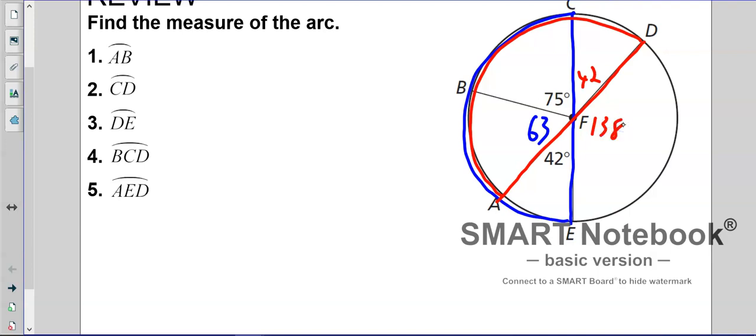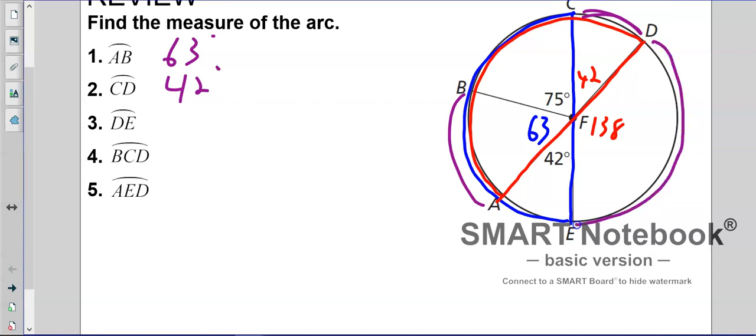So before I try to answer any questions, I just wanted to fill in all my pie pieces. Now, let's see what we have. We're looking for AB. Well, AB is right here. That's just 63 degrees. CD, right there, 42 degrees. These are both minor arcs. DE, again, minor arc, big one, but still minor, less than 180, is 138.